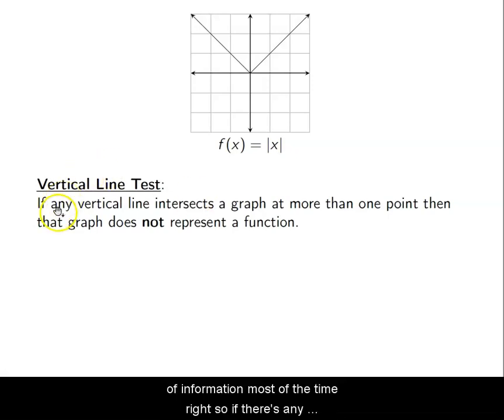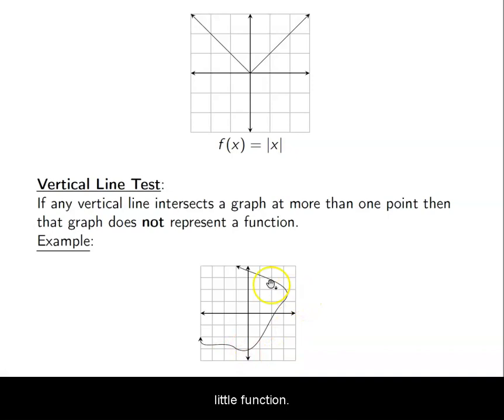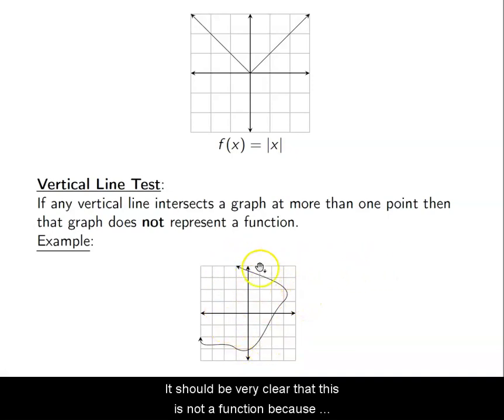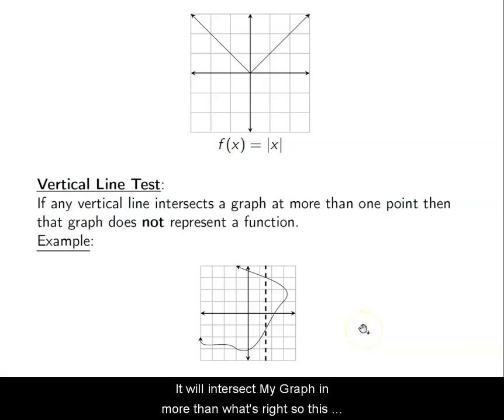So if there's any vertical line that intersects our graph at more than one point, then that graph does not represent a function. So vertical line means strictly up and down. There should be no slant, no slope to it at all, right? So here's an example. Here's some crazy little function that I drew. Okay, it should be very clear that this is not a function, because if I draw a vertical line in several places, it will intersect my graph in more than once, right?